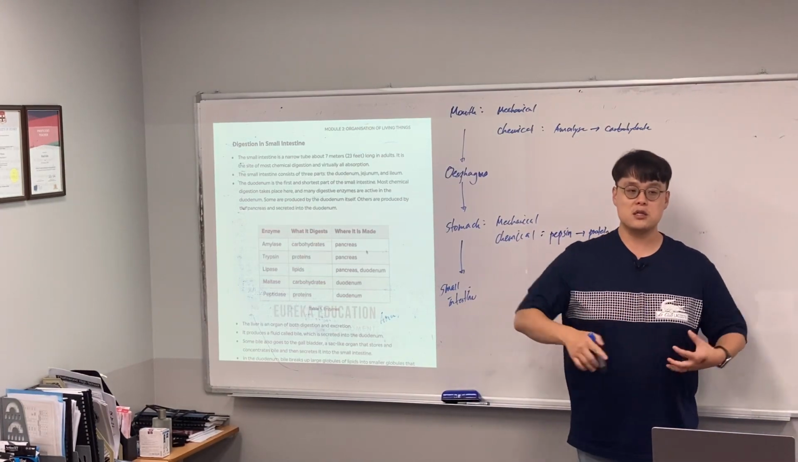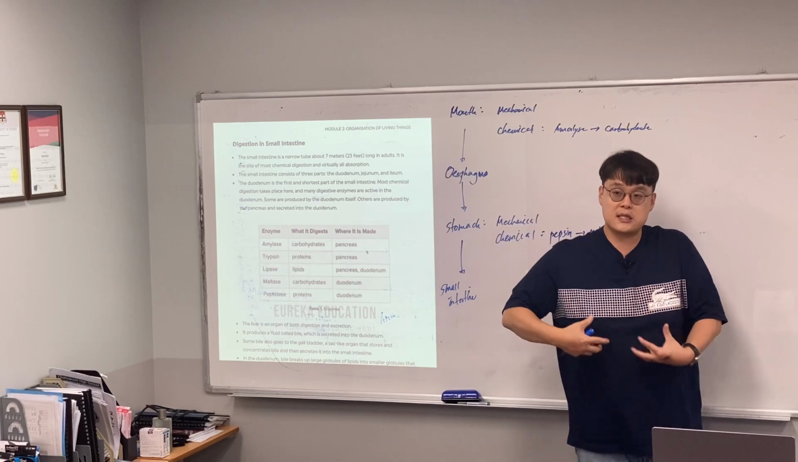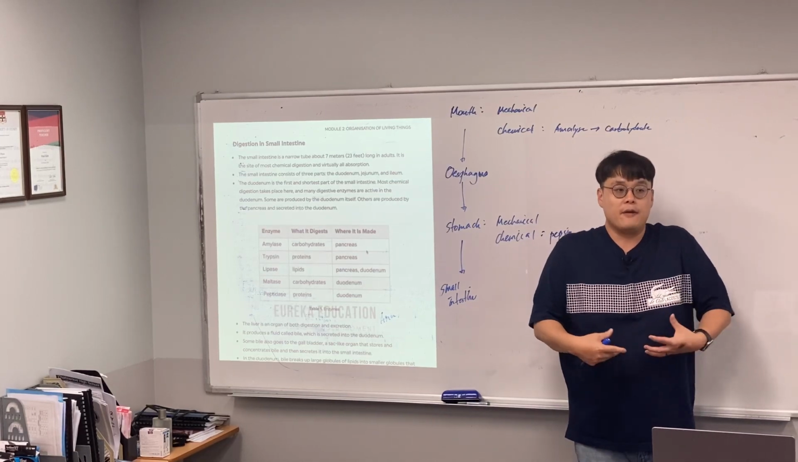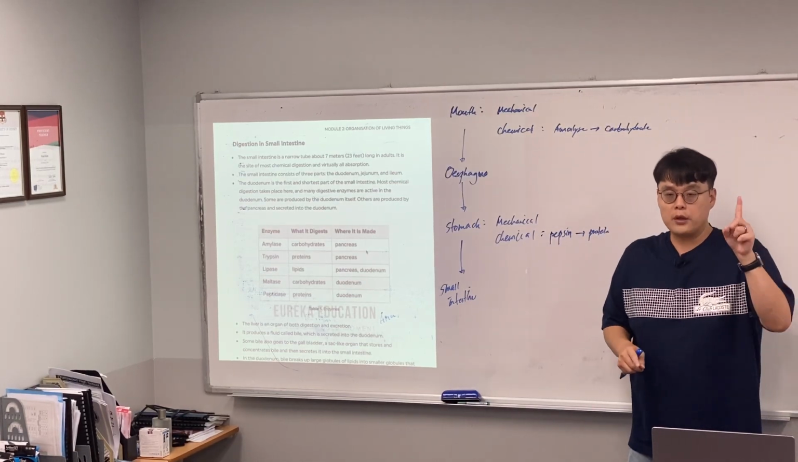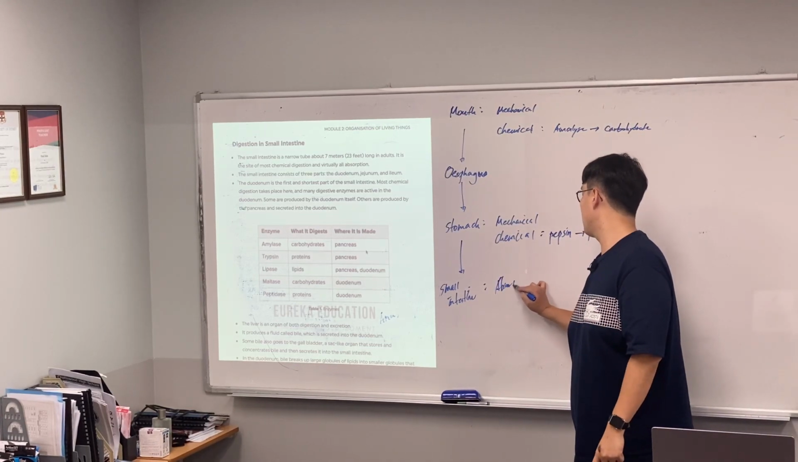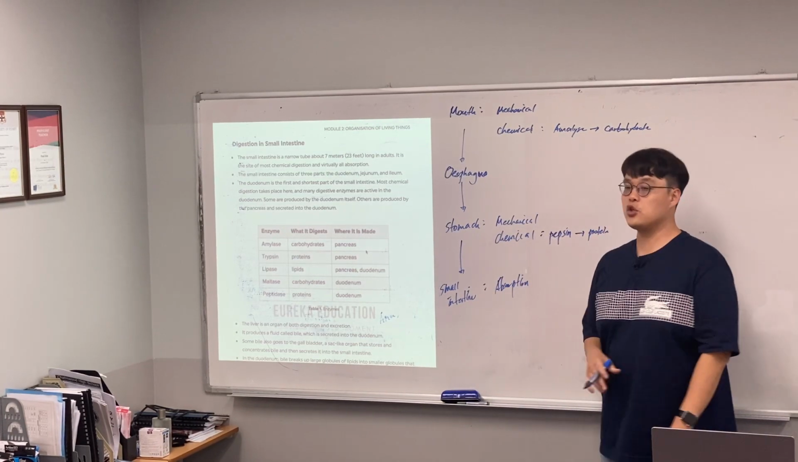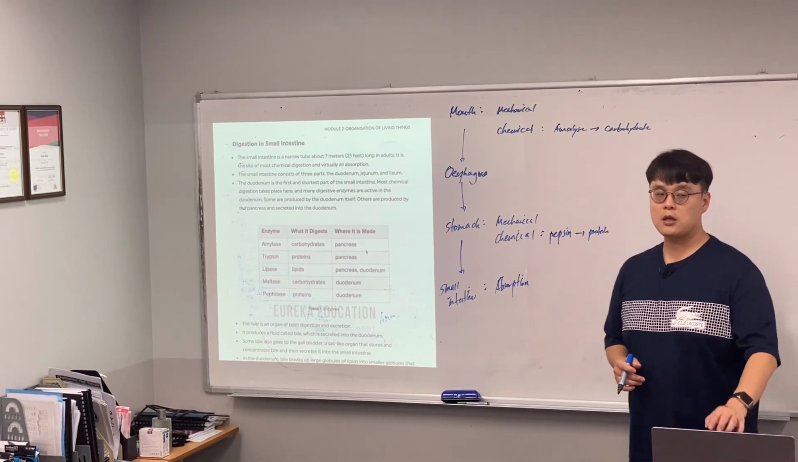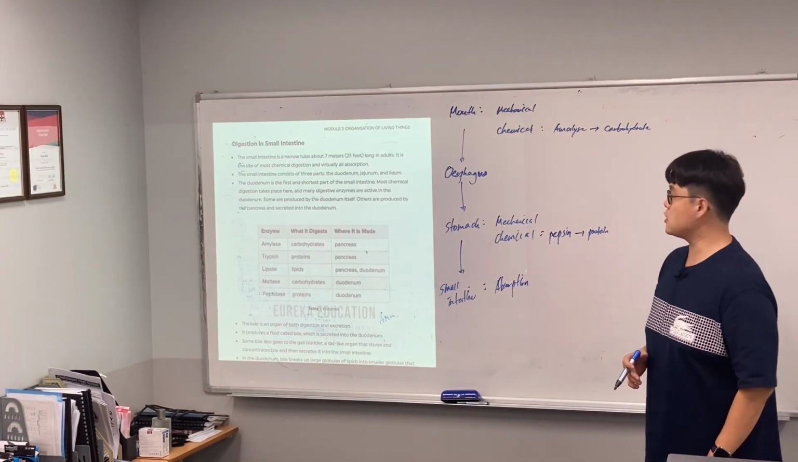So what you can see here is a lot of packing of the small intestine. They are folded for only one reason. This is for the absorption of the nutrients, which is the second main part of the digestive system.